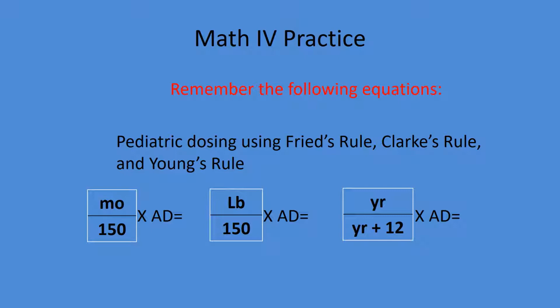All right, very good, everybody. So for next time, please recall these equations. Months over 150 times the adult dose. That's going to be Fry's rule for infants. Pounds over 150 times the adult dose. That's going to be for children, Clark's rule. And lastly, Young's rule. You get their age in years divided by their age in years plus 12 times the adult dose. And of course, if it's in years, that's going to be for children as well, between the ages of 1 and 12.